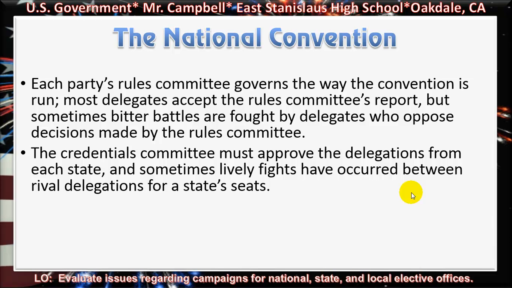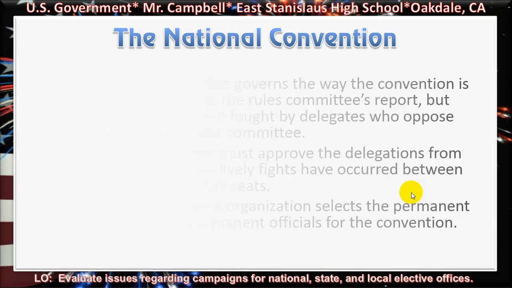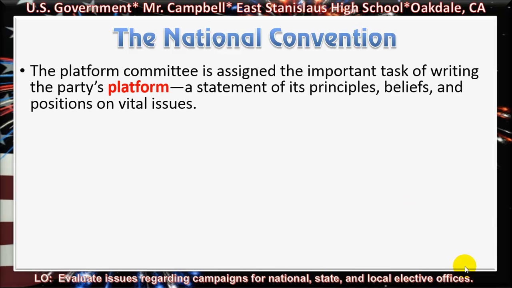At the 1964 Democratic National Convention, there was an issue over who would represent the state of Mississippi. There ended up being a compromise on that one, but there was a lively debate. Not everybody accepted the compromise. A committee on permanent organization selects the permanent chairperson and other permanent officials for the convention. The platform committee is assigned the important task of writing the party's platform, a statement of its principles, beliefs, and positions on vital issues.